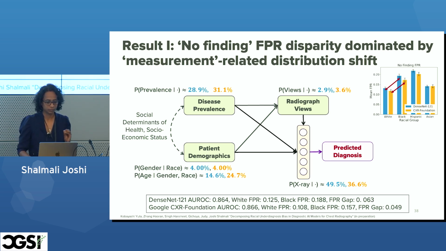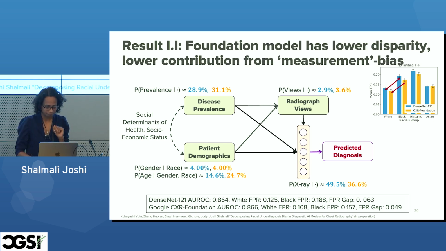That is what we are seeing. The other thing I want to say is that the pattern of disparity is different. The foundation model has less disparity compared to the DenseNet model. And the measurement bias is sort of lower for the foundation model, and the attributions are shifting upstream more and more towards things like age difference and so on and so forth, at least in the no finding false positive rate disparity. So that's the other takeaway.